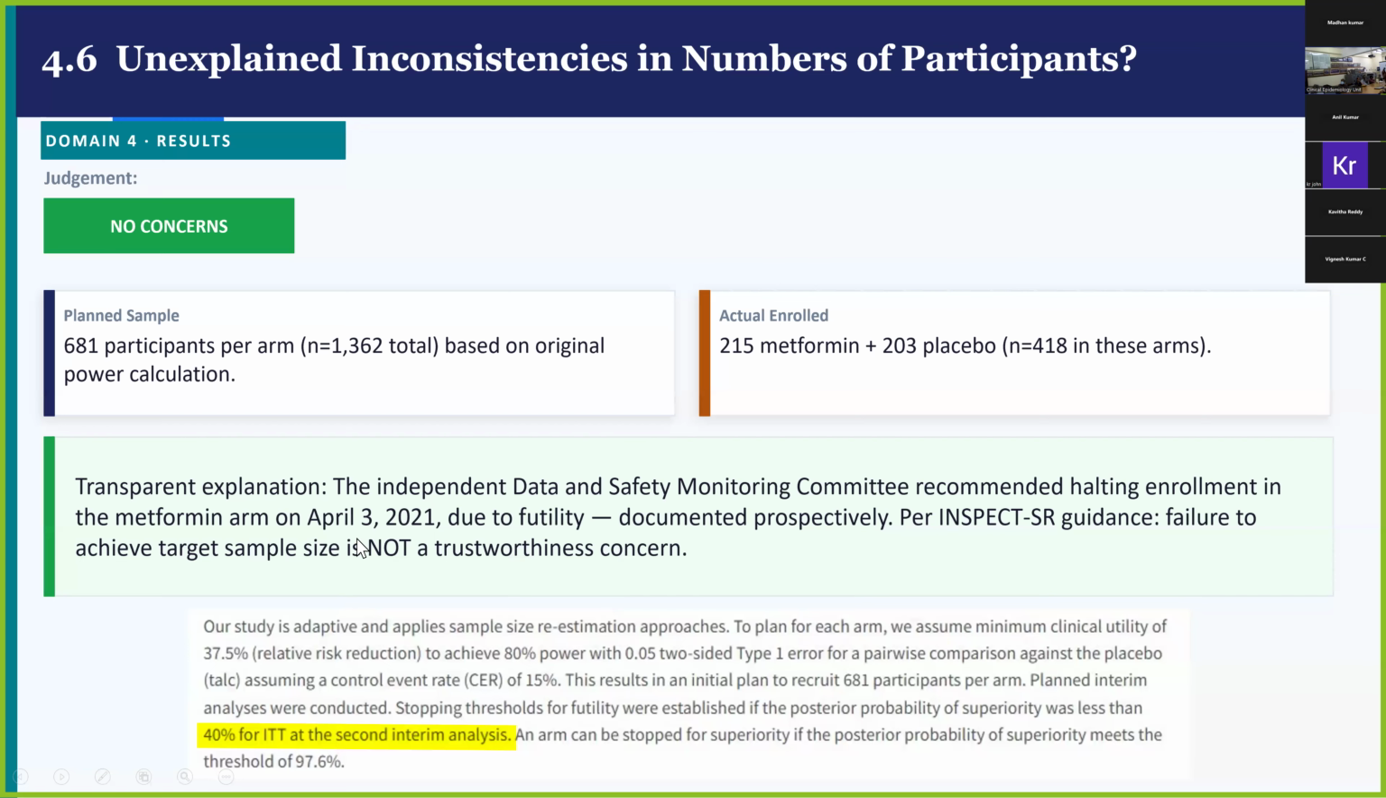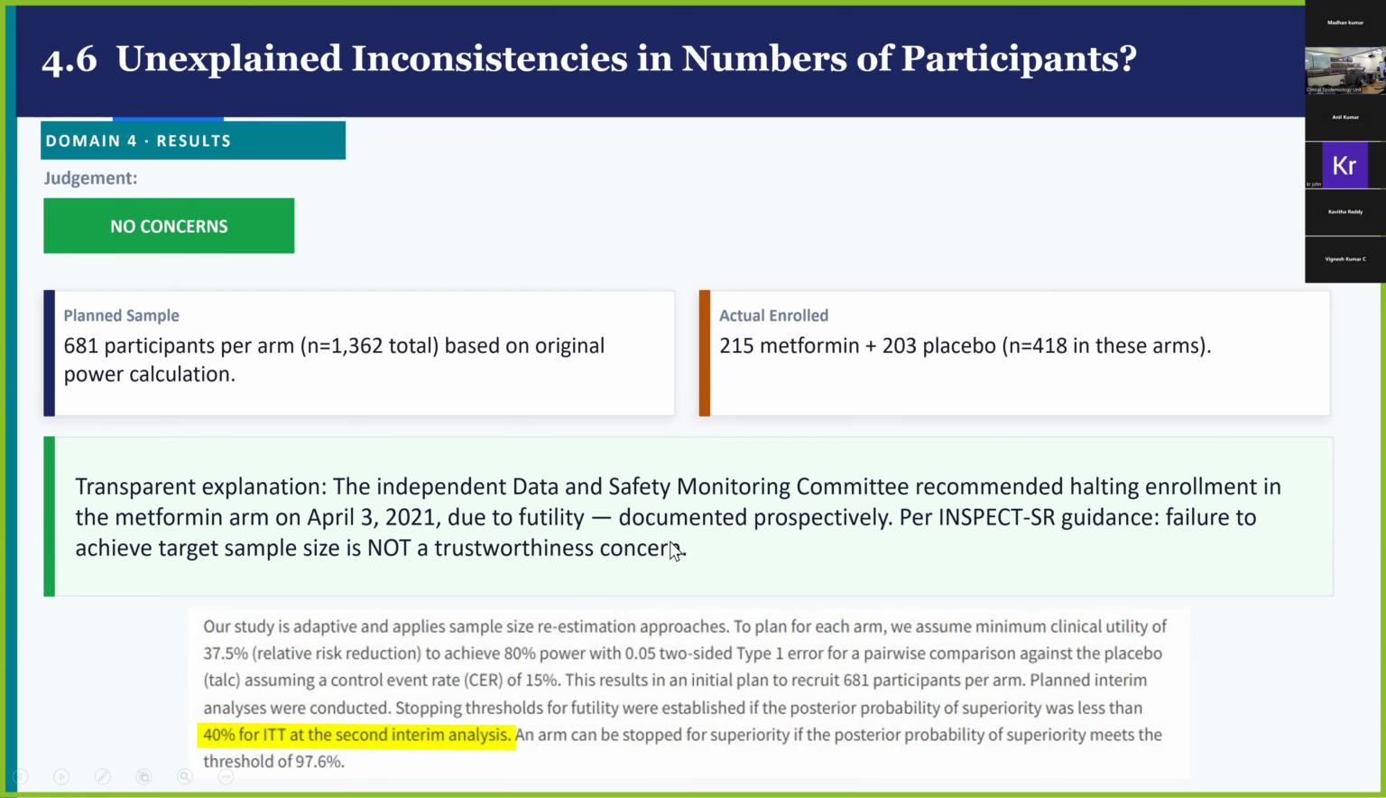So the sixth question involves us to find out whether there are unexplained inconsistencies in the number of participants. We saw in the sample size calculation that they had planned to recruit about 681 participants in each arm, which amounts to about 1,362 in total. But the final sample size that they had achieved was only 418.